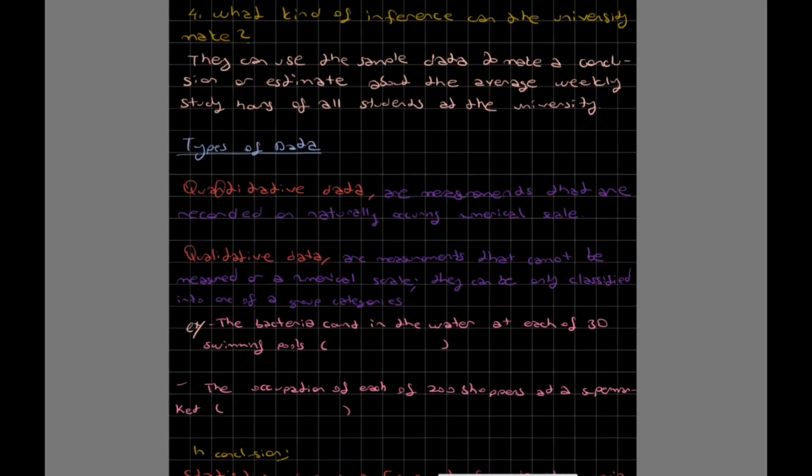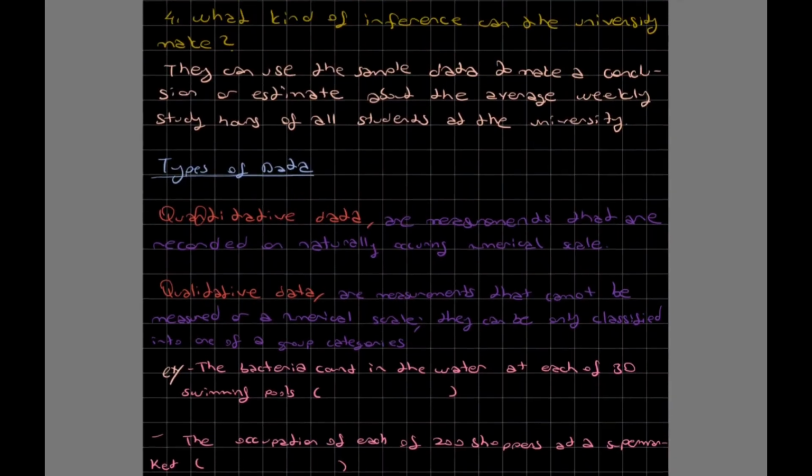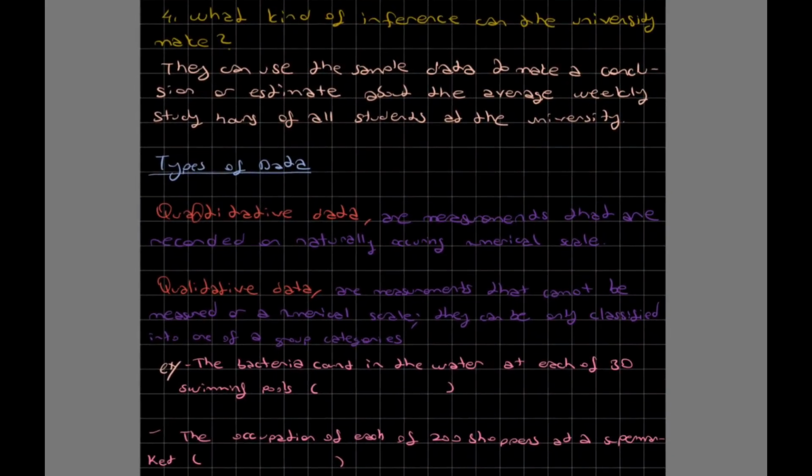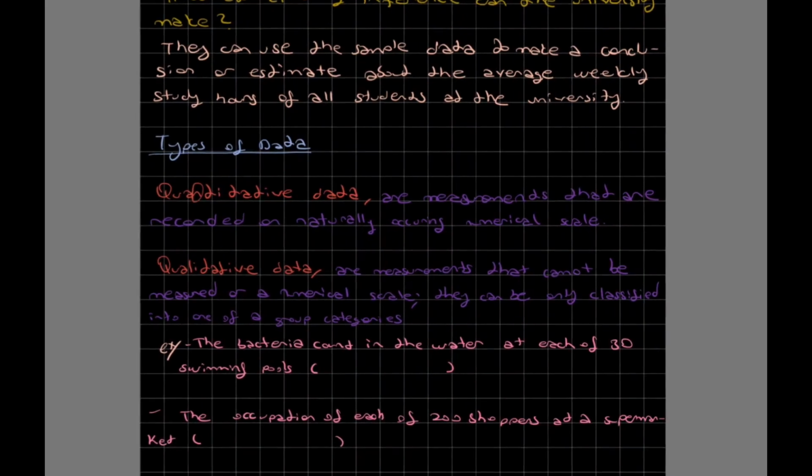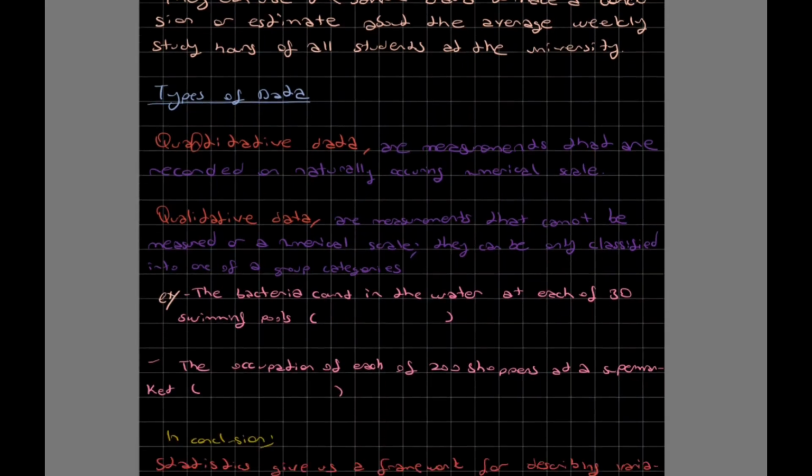So, the last question is, what kind of inference can the university make? They can use the sample data to make conclusions or estimates about the average weekly study hours of all students at the university. Okay, I think you understand what population and sample are. It's really important and I think you learned it.